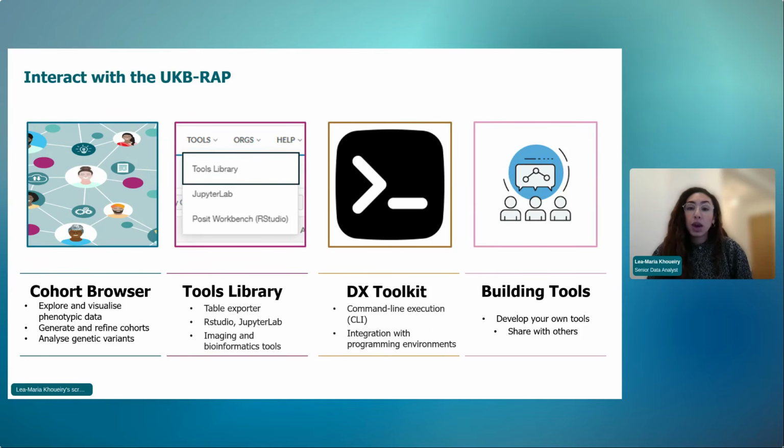You can also interact directly with the command line. DNAnexus also provides the DX toolkit that provides a variety of tools to interact with your project, as well as your jobs and the instances that you are working on. You can monitor them and look at their progress. And finally, you can also build your own tools on the RAP and share them with others. And this includes building applets and Docker images.